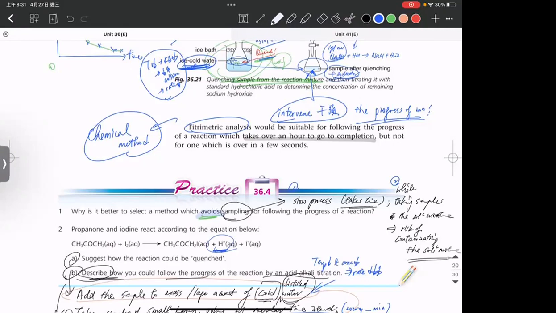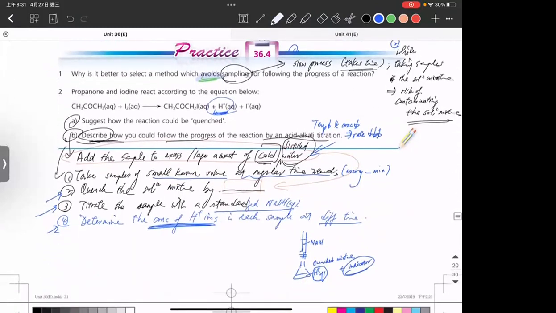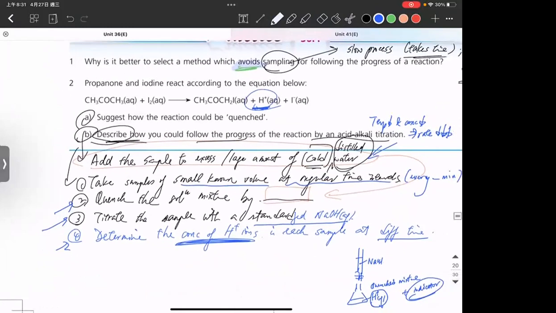But even though I just extract a very small amount of sample to determine the concentration of a certain chemical, for example, acid or alkaline, remaining or newly produced, you may have a risk of contaminating the chemicals inside. So it may affect the overall results. So this is what you may know about this method, and you may know the procedure. It is highly needed. You need to get to know the procedure.